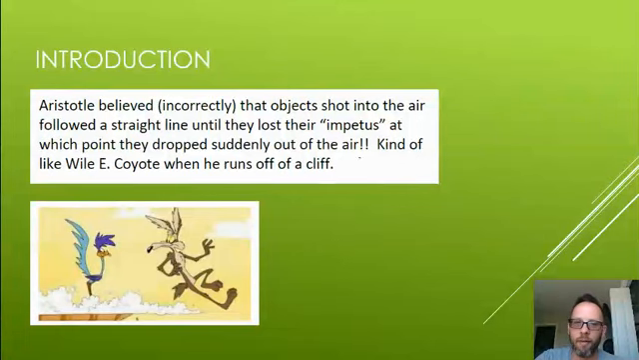But people actually believed that's kind of how projectiles behaved. They thought that a projectile would follow a straight line, kind of like Wile E. Coyote off a cliff, until they ran out of something, their impetus, let's say, and at that point they'd drop out of the air and then just head straight down. So we know that the way Wile E. Coyote falls off a cliff is not the way that things happen in real life.